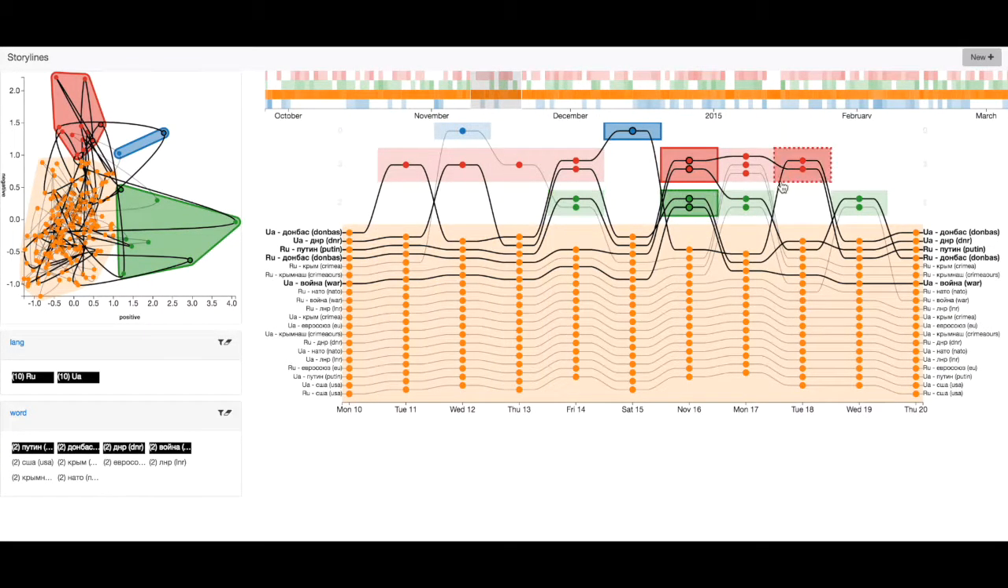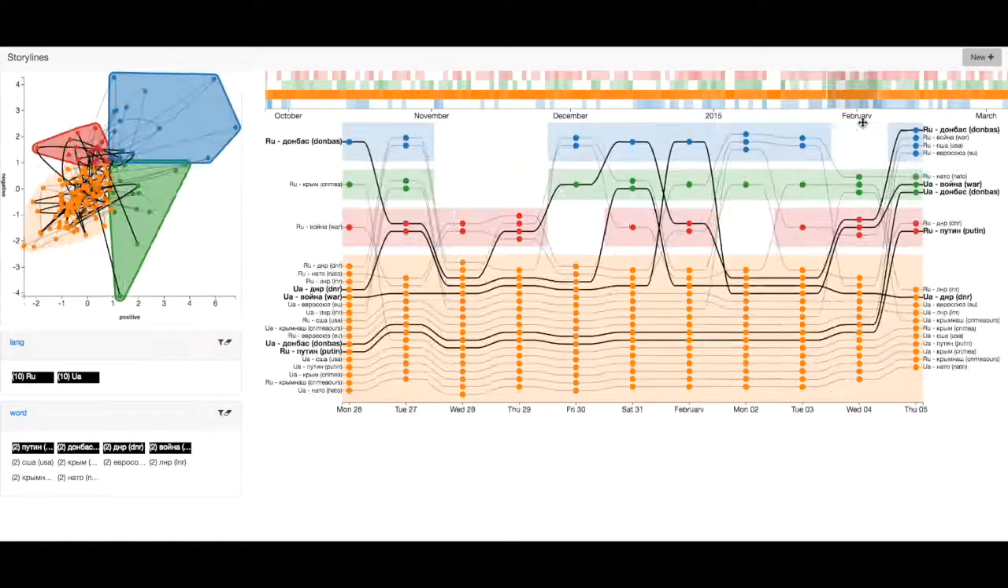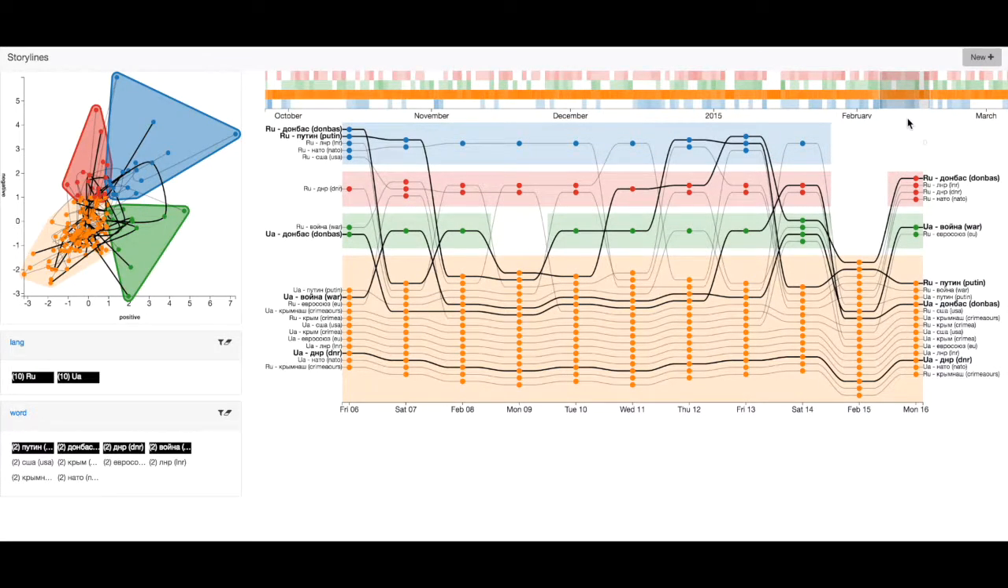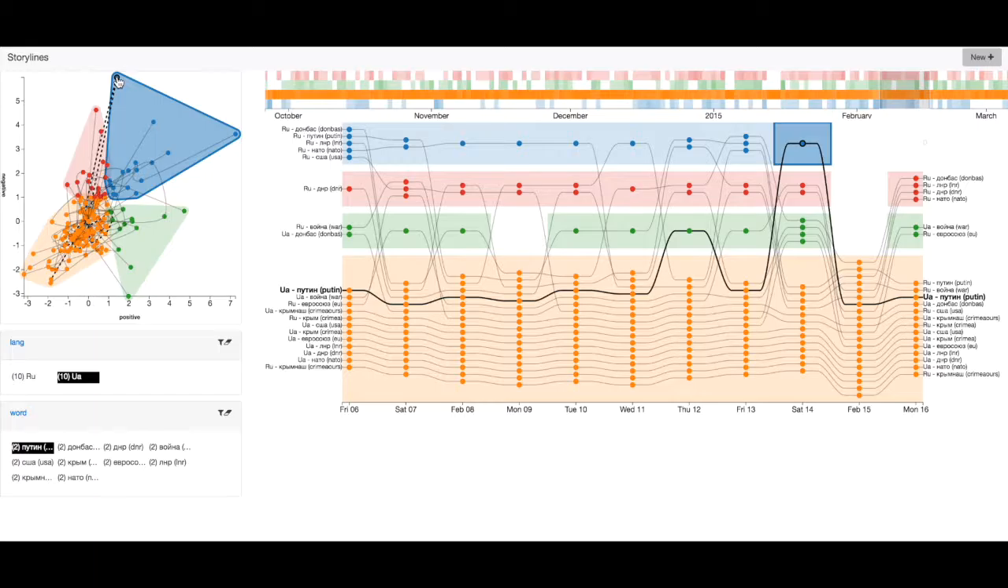Let's look at another example. What can we see happening around February 11th related to the Minsk Agreement? We can see some abnormally strong stances during this time period. What do these mean? Stances towards Putin and Ukraine become significantly more negative after the agreement.